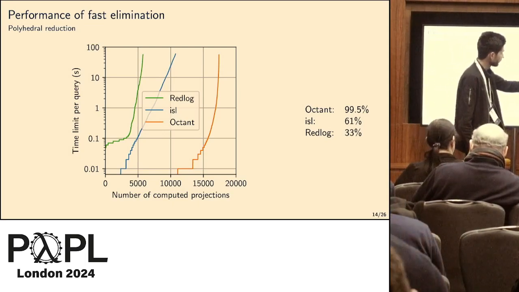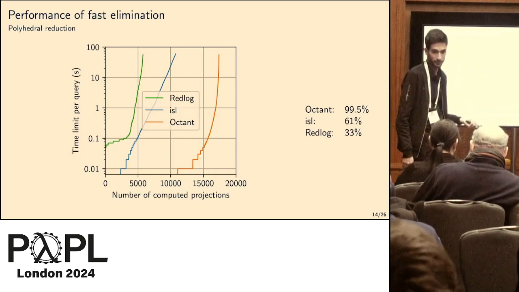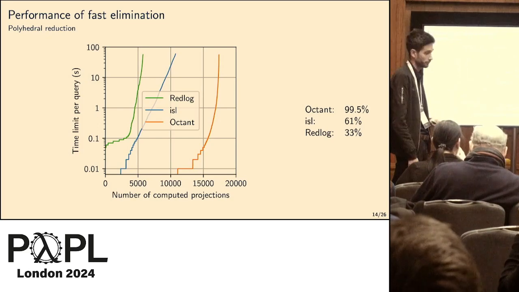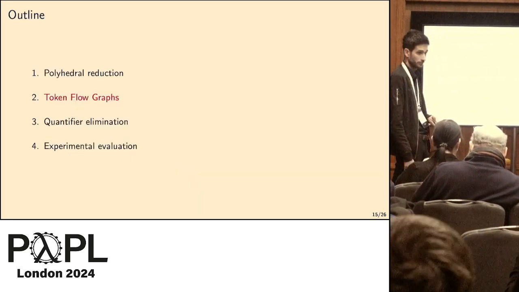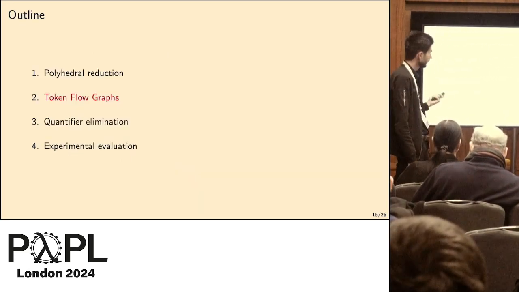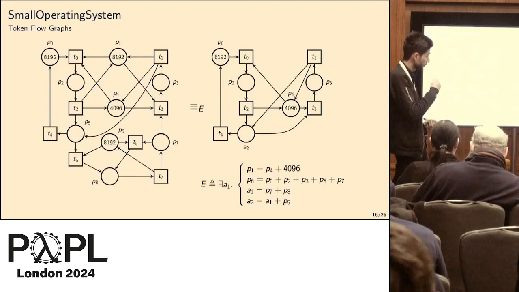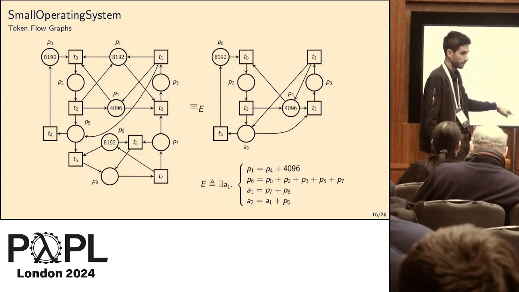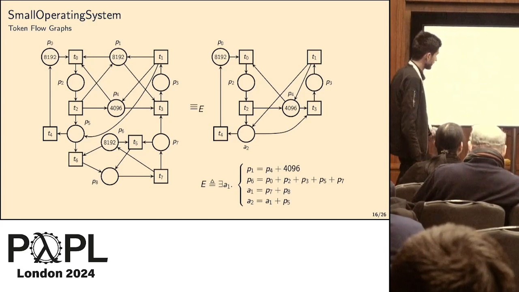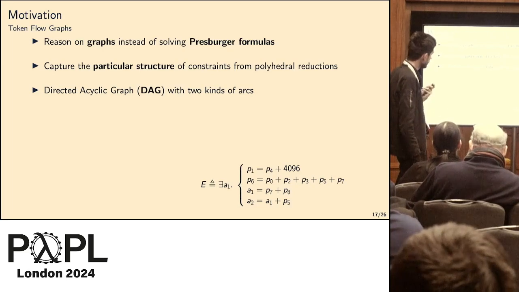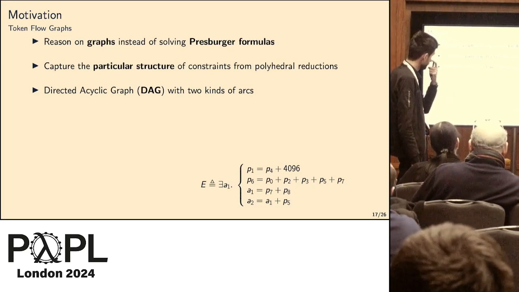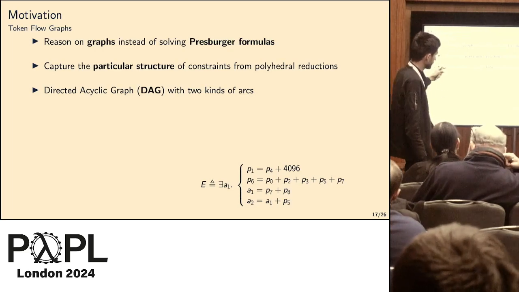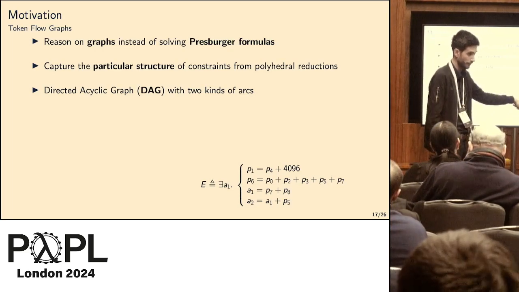And using ISL, we can only eliminate quantifiers in 61% of formulas, with a time limit of 1 minute. So to perform our quantifier elimination, I will introduce a specific data structure. If we take our initial net, our reduced net, and our Presburger predicates that link both state spaces, we want to reason on a graph instead of solving Presburger formulas. And precisely, we want to capture the particular structure of the constraints that we have.